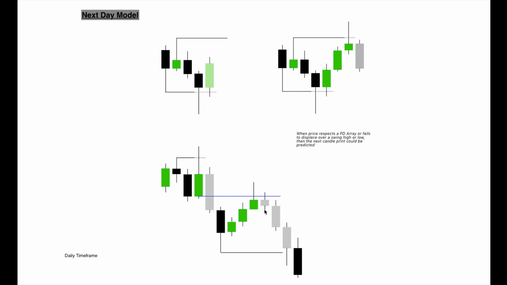Price closed close to its low, so we'd anticipate the previous day's low to be targeted. So we got the open, high, low, close. So we took out the previous day low, and then so on and so forth. We got previous day low, so we got open, high, low, close, and then we targeted another swing low here, which we now use as a draw on liquidity. So price drew from the PD array and then it drew towards the swing low, which was then targeted.